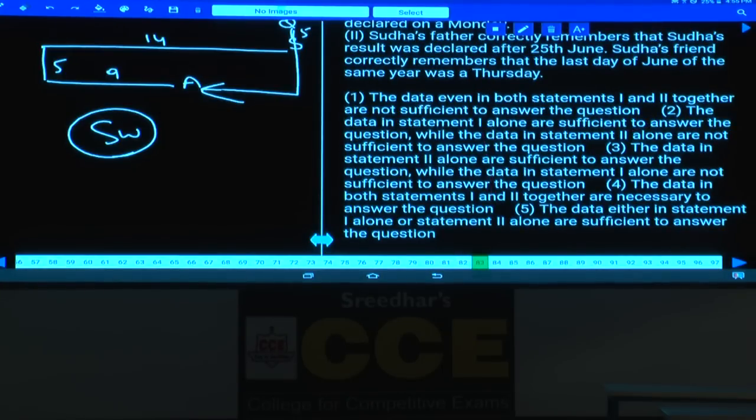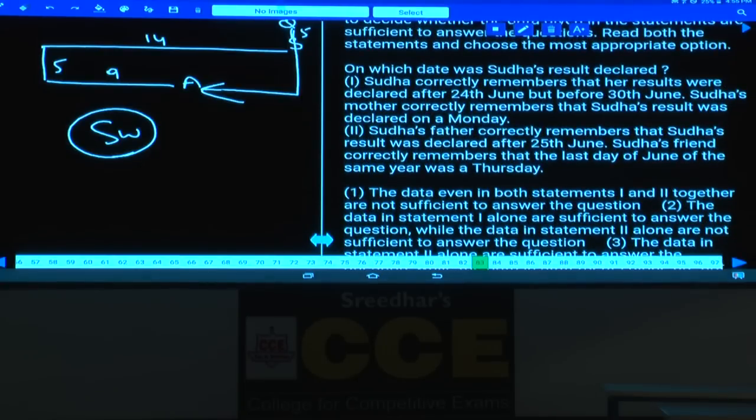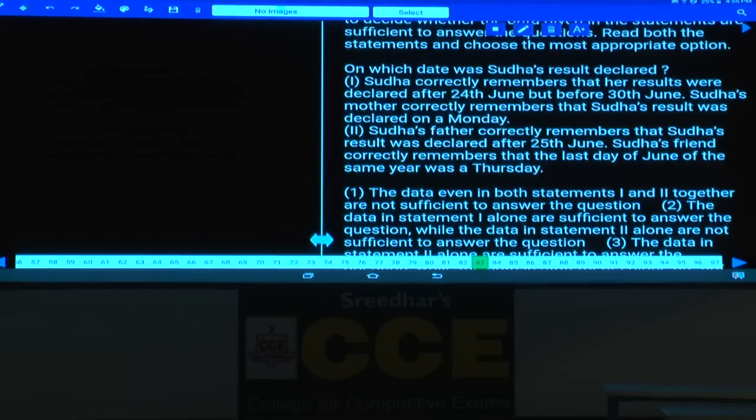Then coming to question number 83, on which date was Sudha's result declared? Now we need to identify the date on which Sudha's result was declared. Sudha correctly remembered that her results were declared after 24th June but before 30th. After 24, before 30th, it could be either 25, 26, 27, 28 and 29, any one of these 5 days. Next, Sudha's mother correctly remembered that Sudha's result was declared on a Monday. Among these 5 days, any day could be Monday. Hence, 1 alone is not sufficient, isn't it? The question is about the date, but not the day.